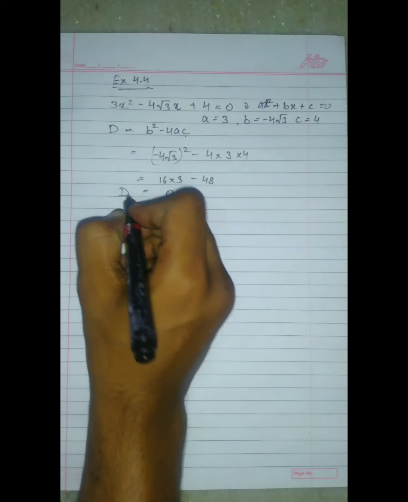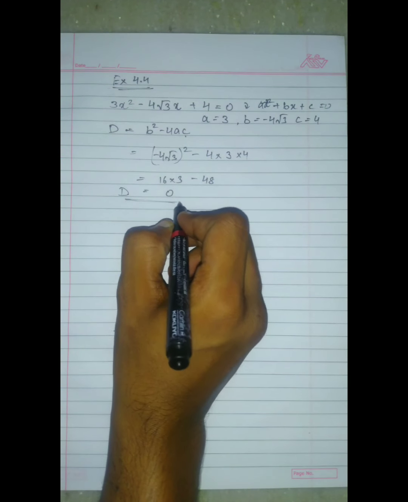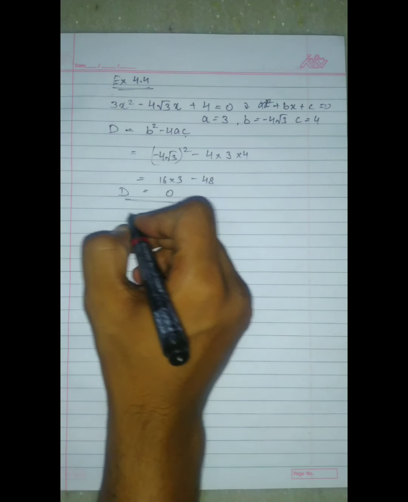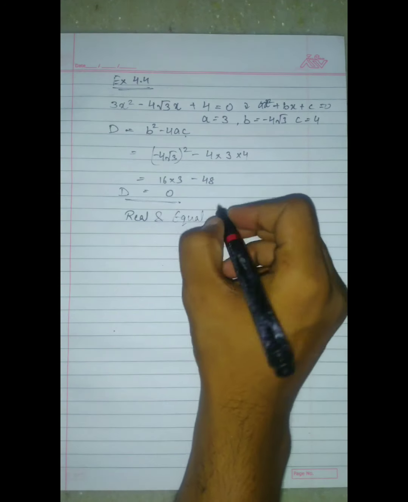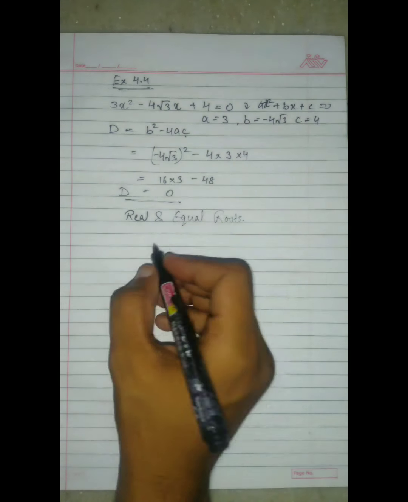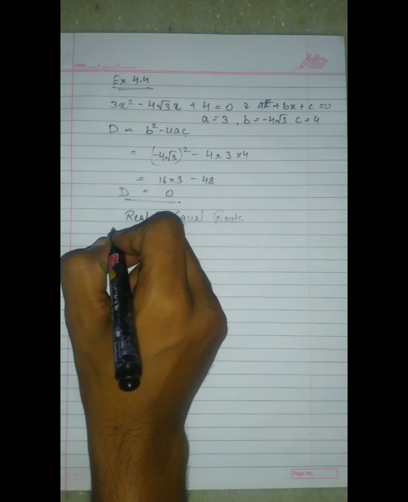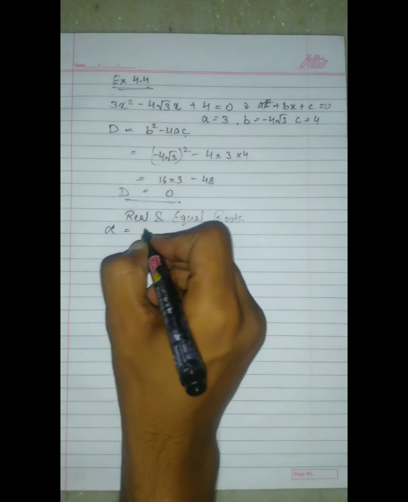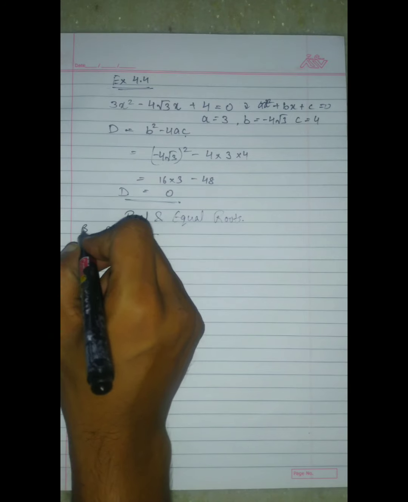Okay, so my discriminant is 0, and you know that when the discriminant is 0, that is the second condition, then the roots will be real and equal. Now you will use the formula. Okay, so we know that alpha and beta, see, alpha was minus b upon 2a, same was the beta.